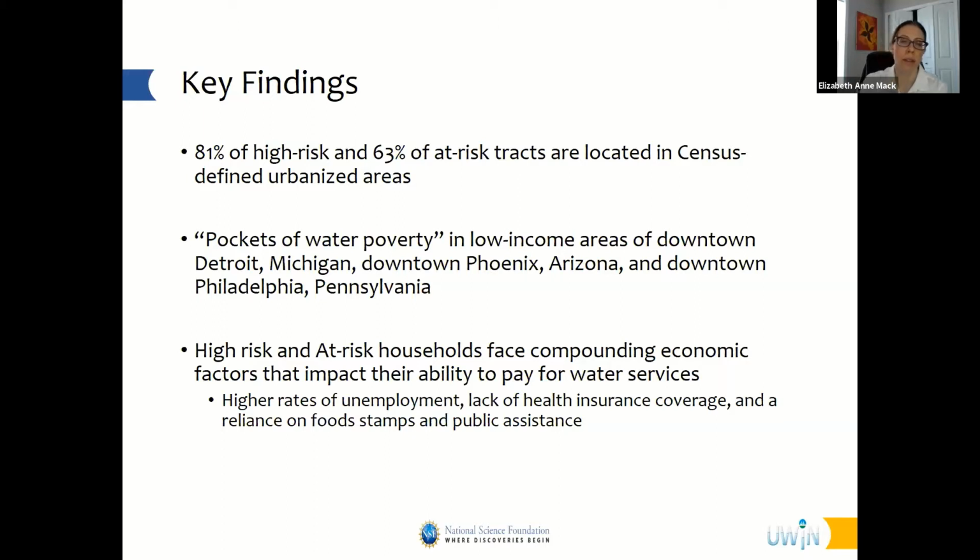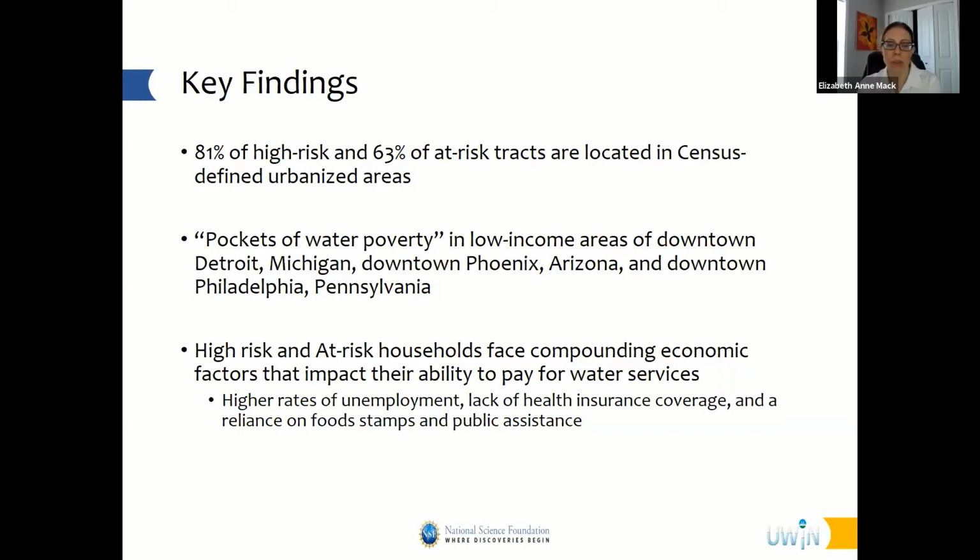So both of these high-risk and at-risk tracts, current and future affordability issues, were in urban areas. So this is a distinctly urban phenomenon. On the map I showed you, this highlighted pockets of water poverty. These are low-income areas in downtowns of Detroit, Michigan, downtown Phoenix, Arizona, and also Philadelphia, where people are very likely struggling to pay their water bills. And I'll talk a little bit about some of the solutions to this from Philadelphia's perspective.